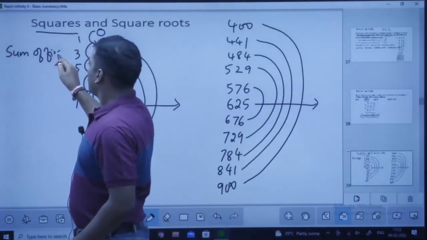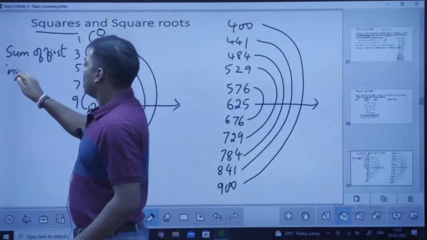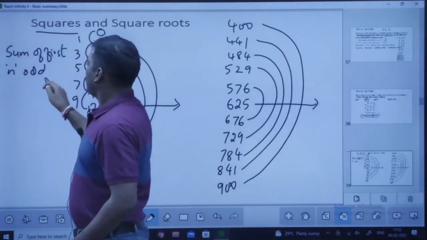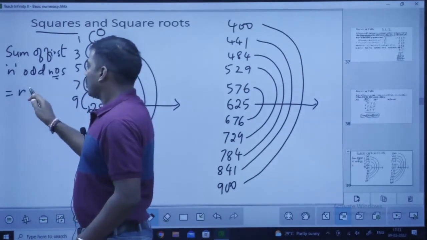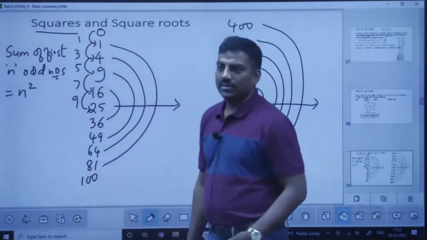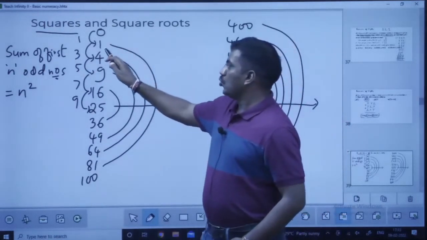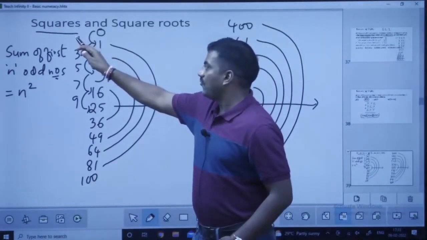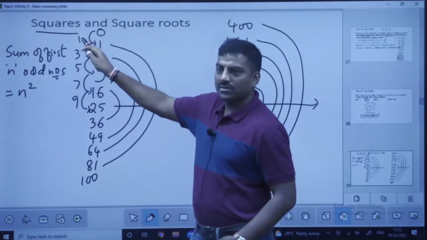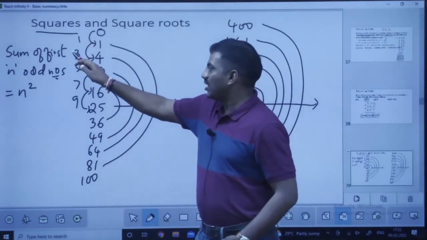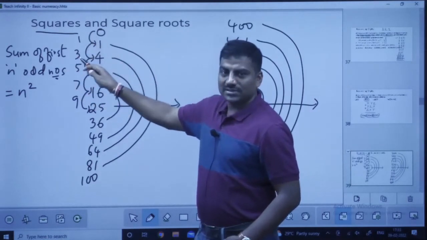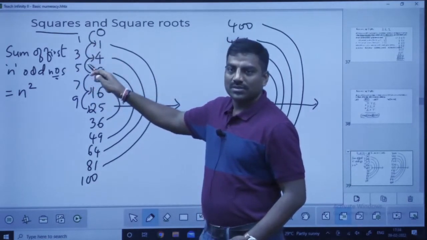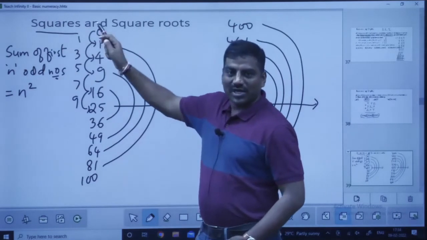first n odd numbers is equal to n square. Sum of first two odd numbers is how much? 4, no? Sum of first 3 odd numbers? 9. Sum of first 4 odd numbers? Sum of first 5 odd numbers?